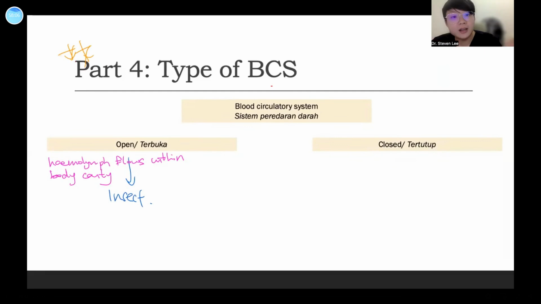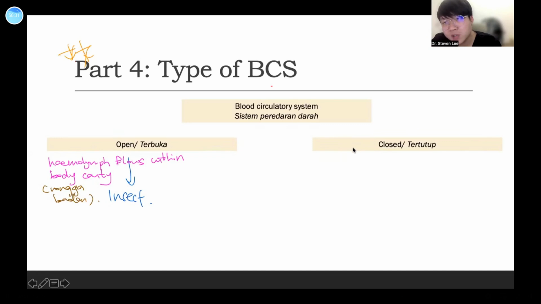I just translate the English into Bahasa Melayu a bit. Hemolimfa mengalir di dalam rongga badan, okay? Your body cavity is rongga badan. So to make this complicated sentence into a simple way, it means dia tak ada blood vessel. Dia ada blood vessel, tapi blood vessel dia tak connect. So dia punya darah, so-called darah, straight away flows into the body cavity. Faham? Okay, so that is called open. That's why it's called open. Dia punya hemolymph tu bukan dalam salur darah.